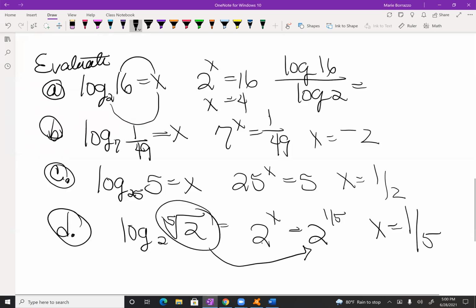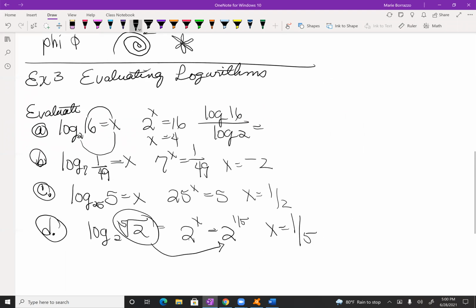How easy was number 3? Example 3. It was easy. The only thing that confused me for a bit was example D. Yeah, me too, I got everything but that one. I mean, I've seen it before.